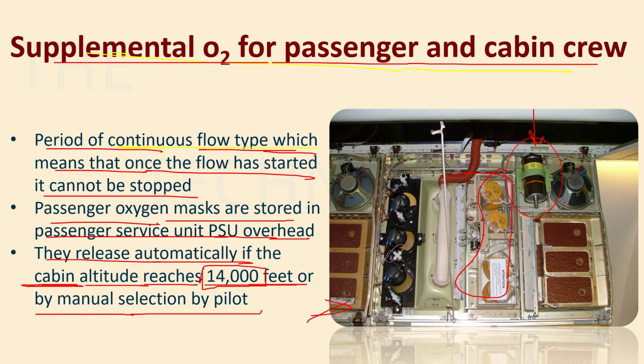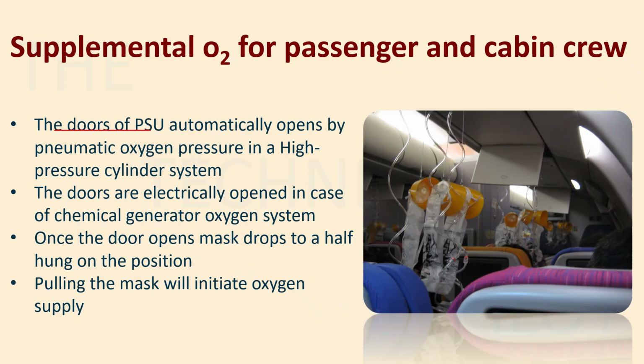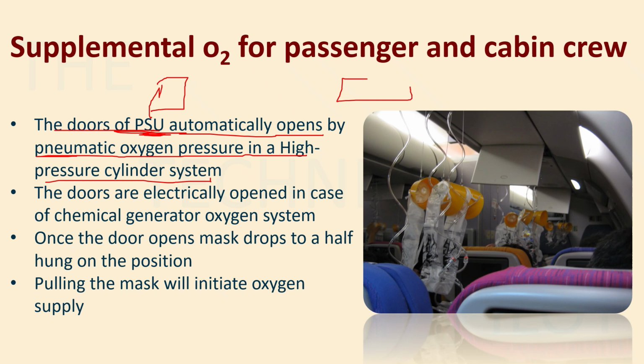We have studied what cabin altitude is in our previous video, and either by this or by manual selection by the pilots, right? So there are two methods to operate your mask overhead. Then the doors of the PSU, that is again your passenger service unit, automatically open by the pneumatic oxygen pressure in a high pressure cylinder system, right? So we have seen two types of systems, right? First one was what? Oxygen cylinders, high pressure cylinders. Another was a chemical generator, right?